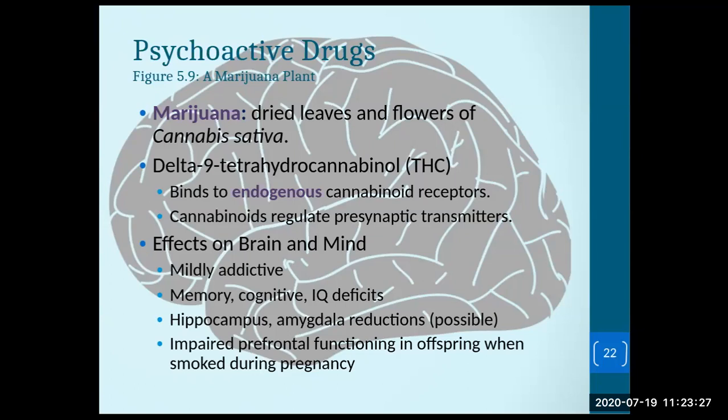Do we see this in everybody? No. Probably the people that use and abuse it more. And of course, leading to these memory and IQ deficits is what we see across the board in drug users, which is impaired prefrontal functioning. And when smoked during pregnancy, there's the risk of it carrying over to the child, so impaired prefrontal functioning as well in the offspring. So it is dangerous in certain times, especially while pregnant. While most everything is dangerous, it is dangerous if you use all day every day.